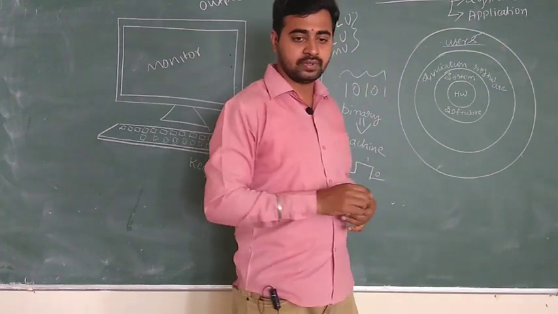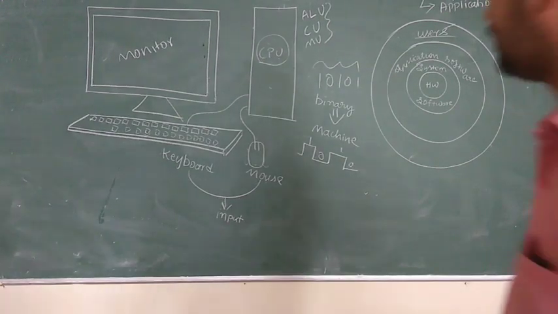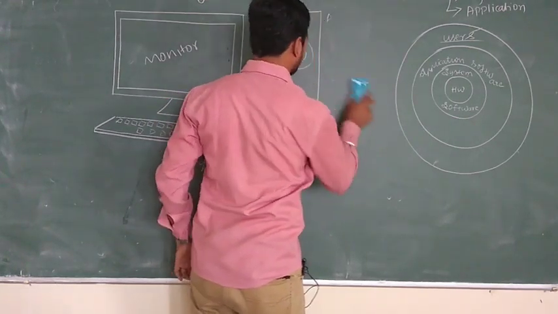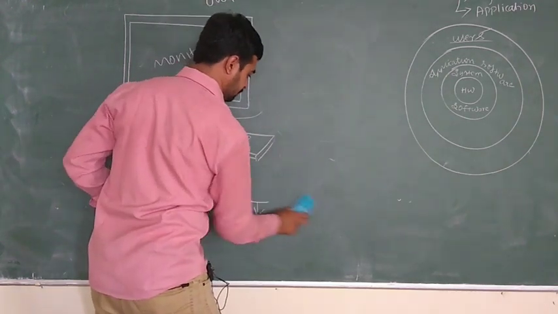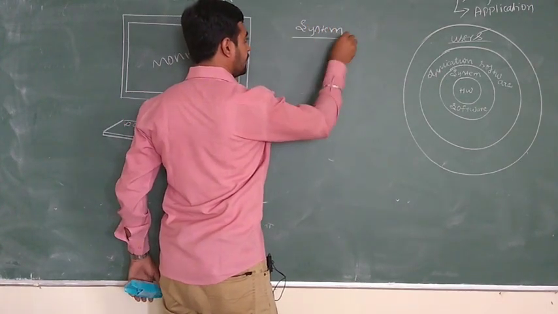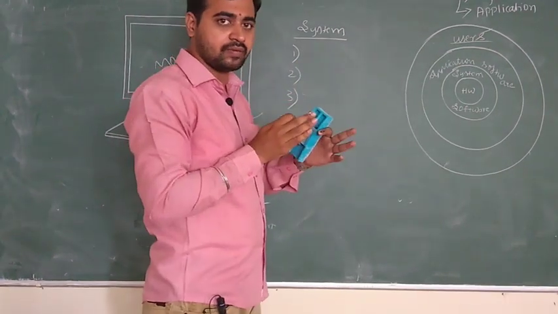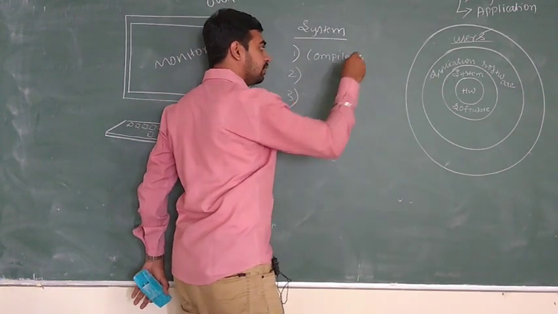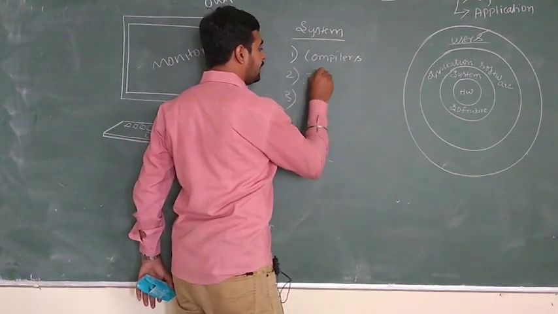Now there are some things actually. Let me erase this. The system software is divided into some types actually. See, the first type is called compiler. These are the types of system software that I am going to write on the board. The second one is interpreter.